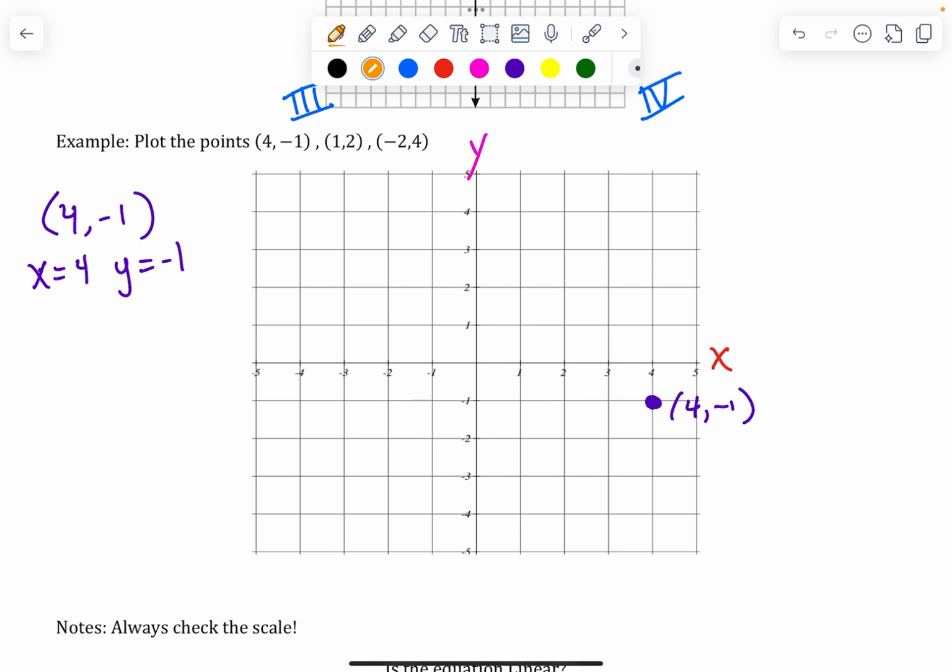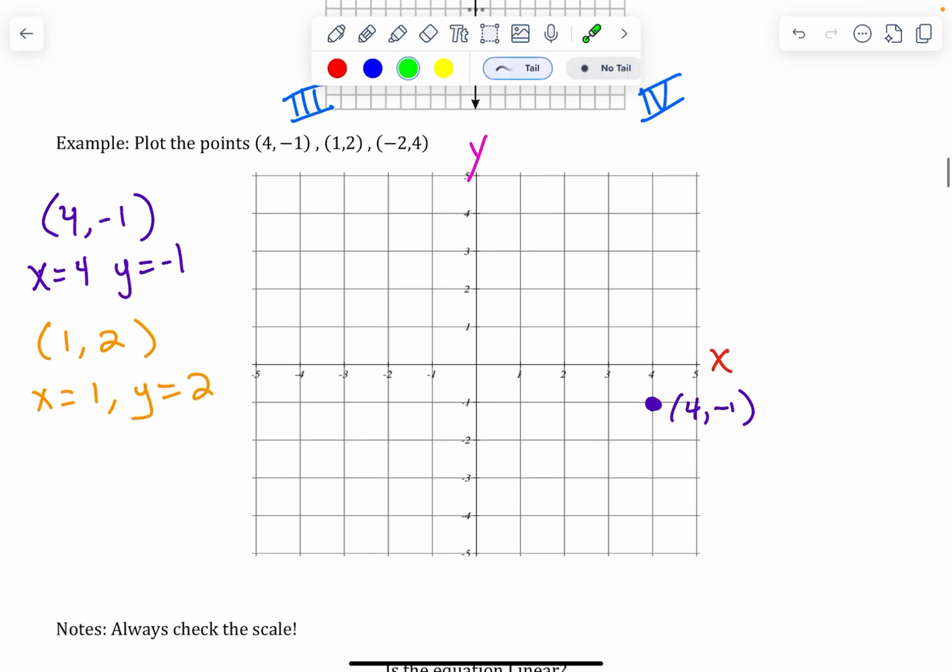Then we have the point (1, 2). So x equals 1 and y equals 2. If we find 1 on our x-axis, if we were to draw an imaginary line there, and then we find 2 on our y-axis, we draw a line there, and where those two intersect is going to be our point. So we have a point at (1, 2). We always give the x value first and the y value second.